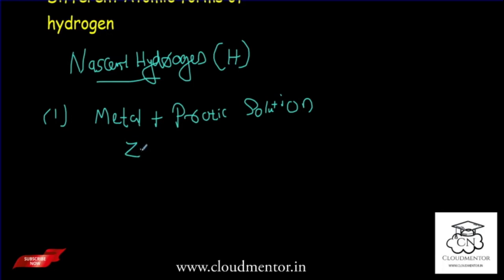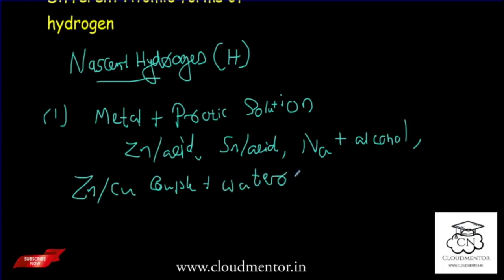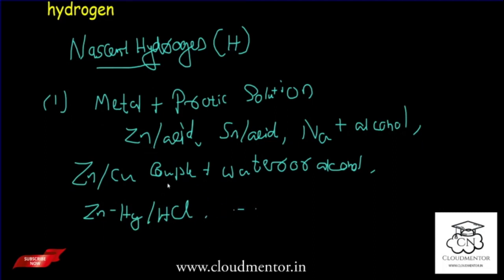For example, zinc with any acid, or tin with acid, or sodium plus alcohol, or zinc copper couple with water or alcohol, or zinc mercury amalgam with HCl, and so on. These are the sources for the nascent hydrogen.